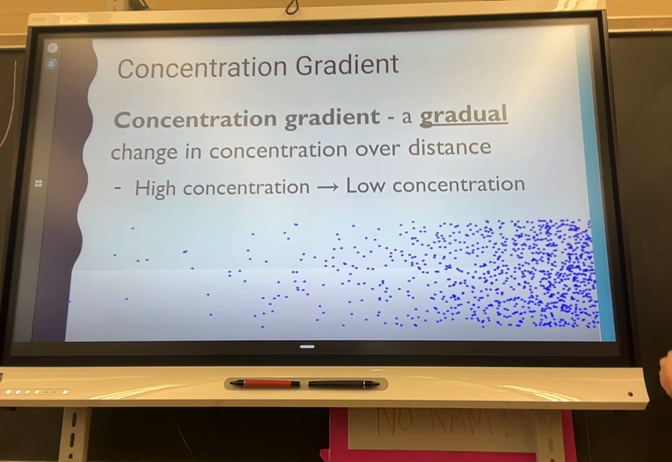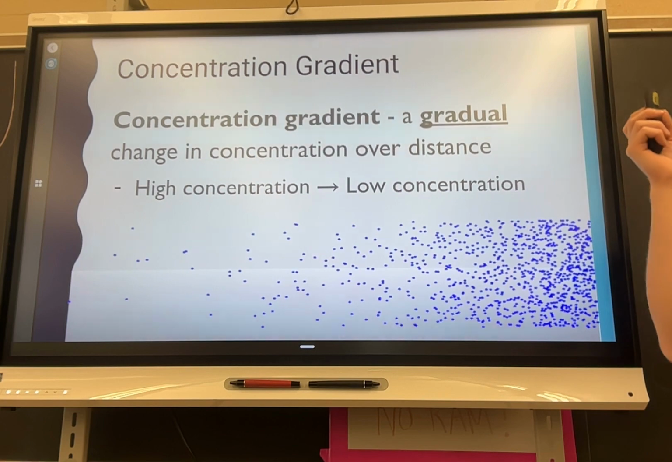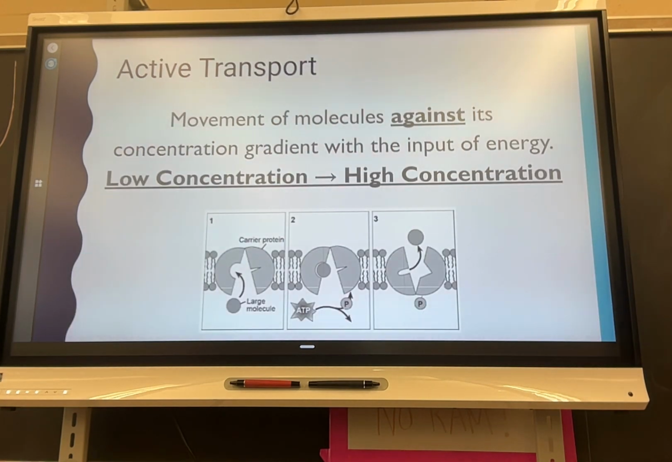One thing you will notice with active transport is it doesn't follow that rule. So we are going against the concentration gradient with this one. So in active transport, we are going to use energy to force molecules from areas of low concentration to areas of high concentration. We're going against the gradient in this case.